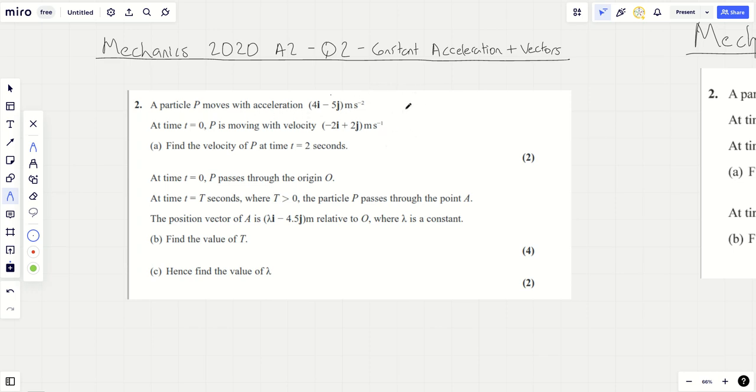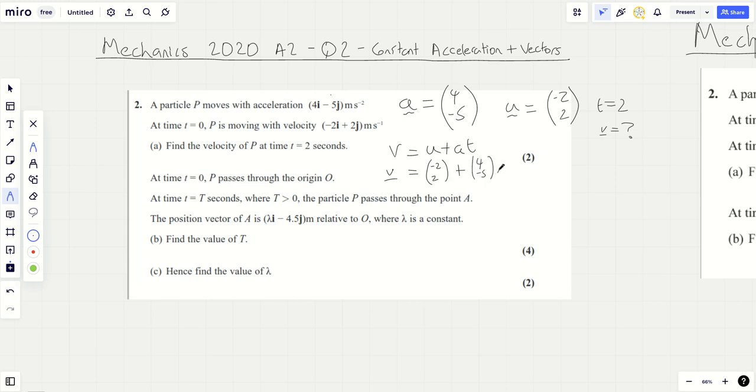So I know it's constant acceleration because it's told me the acceleration vector there, 4 minus 5, and it's not varying. The initial velocity is minus 2, 2. Cool. And I've got to find the velocity of p at t equals 2. So t equals 2, I've got to find v. Yeah, v is my question mark, if you like. So that shouldn't be too bad. v equals u plus at. And so v equals minus 2, 2 plus 4 minus 5 times 2.